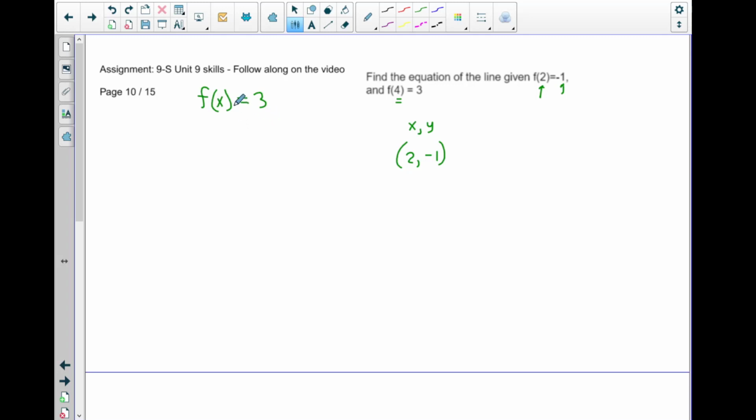3x plus 7 or something. I'm just making up a number here, okay? So they're telling you that f of 4, that's the x value is 4. So when x is 4, then the y value equals 3.